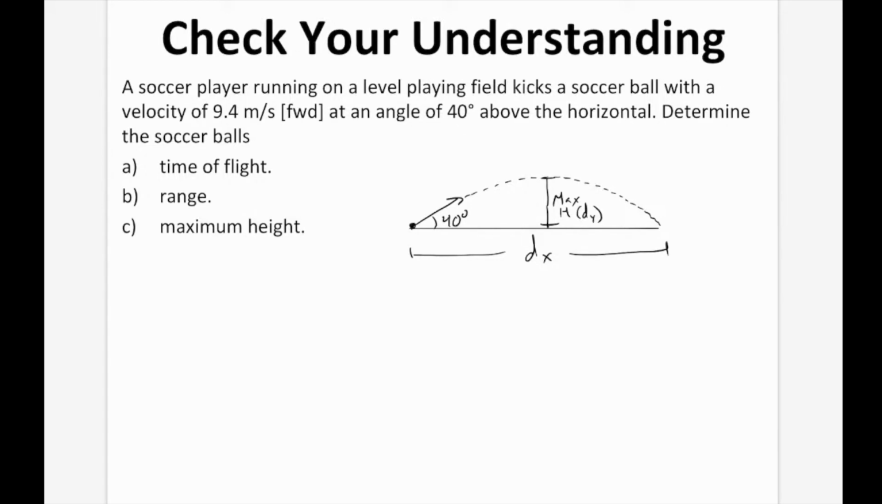We know that a velocity initial is 9.4 meters per second. When it gets to the top, another little trick to keep in mind is that it's vfy at the top is going to be 0.